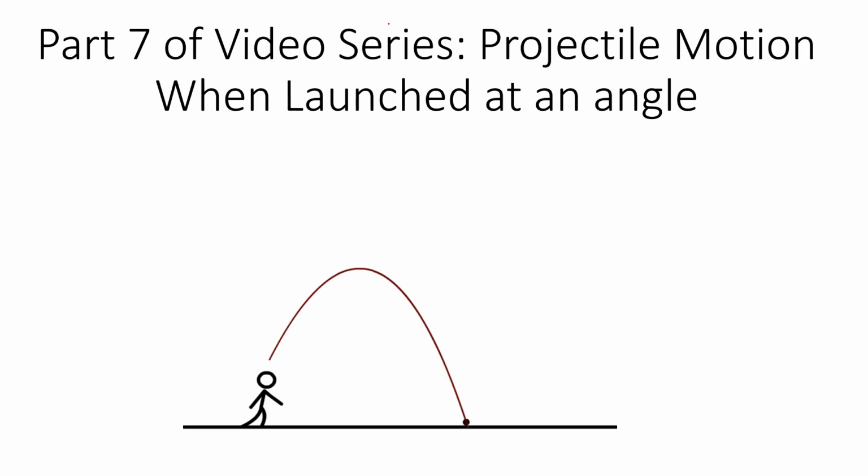This is part 7 of a video series on projectile motion, where you throw the object up at an angle, as seen here, and it follows a path called a parabola. The path is called a trajectory, but the shape is a parabola. The arrow you're seeing represents the speed of the object.